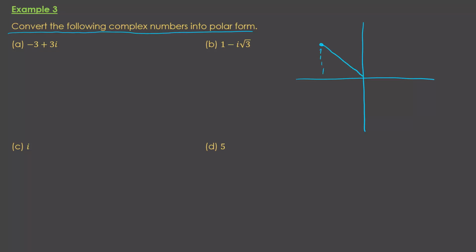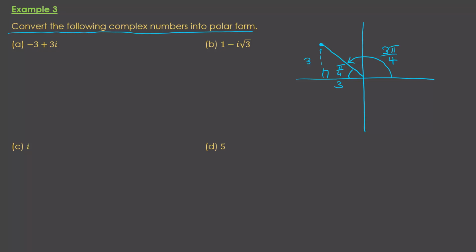And of course we know this distance is 3 and this distance is 3, is a right angle just here. And therefore what we have is a right-angled isosceles triangle. That means that this angle here is pi by 4, and so the argument here is 3 pi by 4.